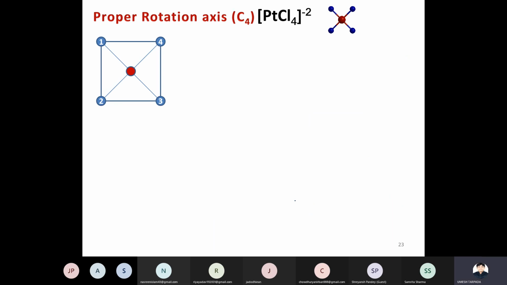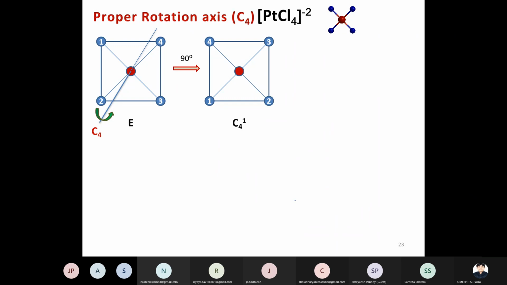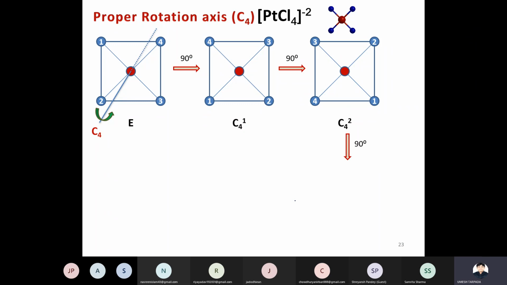What happens in platinum Cl4? Which one is the principal axis? C4. C4. What happens if you give a second rotation? C2 to C1. And the third time? C3 to 2. If you want to get this third structure directly from the first one, is it possible in any way, either by rotation or in any direction?